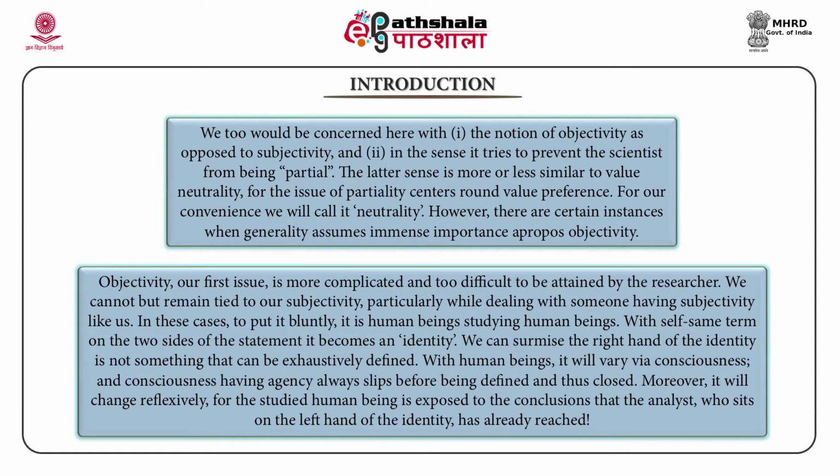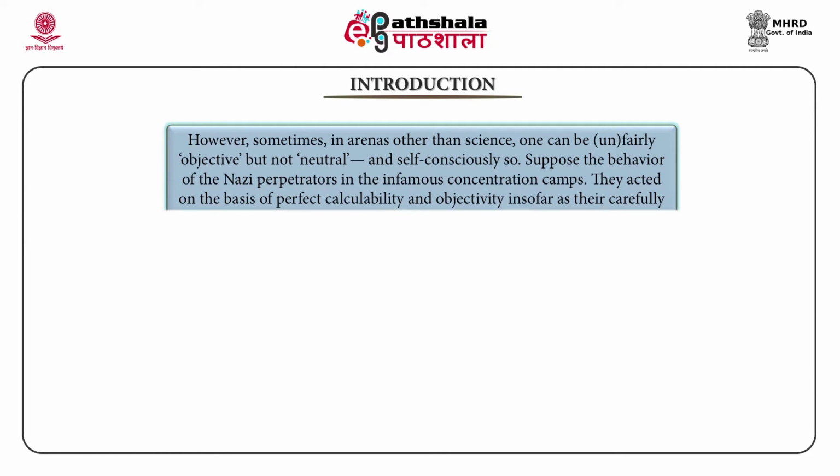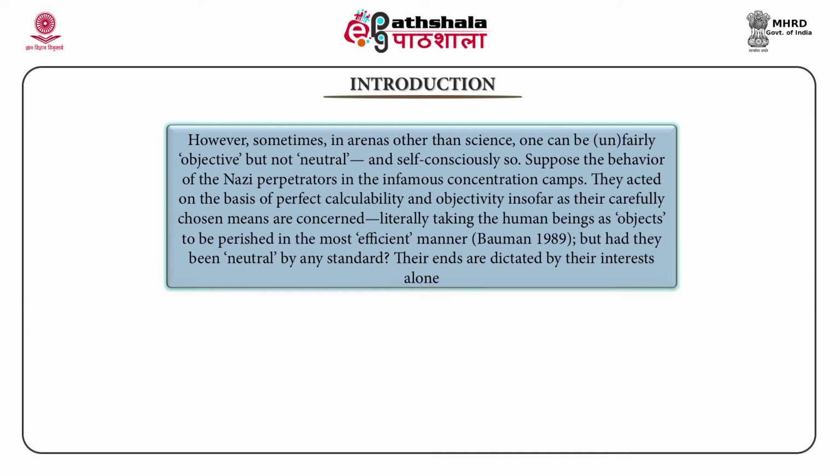reached. Neutrality is another difficult thing to achieve on the part of the social scientists, more or less for similar reasons. Moreover, how can the analysts remain indifferent to the welfare of fellow human beings? However, sometimes in some arenas other than science, one can be fairly objective but not neutral. Suppose the behavior of the Nazi perpetrators in the infamous concentration camps.